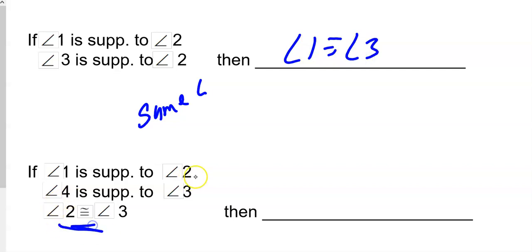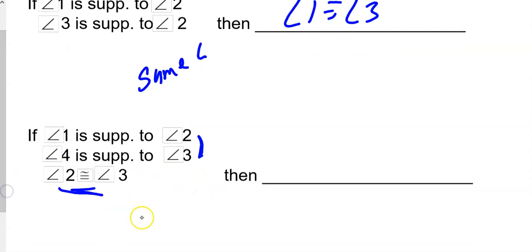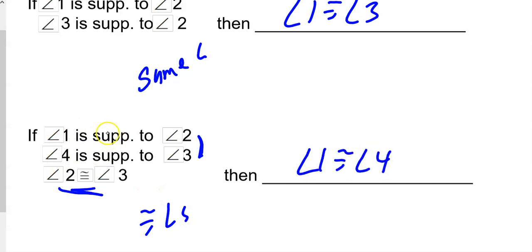And again, here's our link. If they're supplementary to congruent angles, again, they still would have to be congruent. So it can't be one complementary and one supplementary; they either both need to be supplementary or both be complementary. But again, that's the link that you're looking for here.